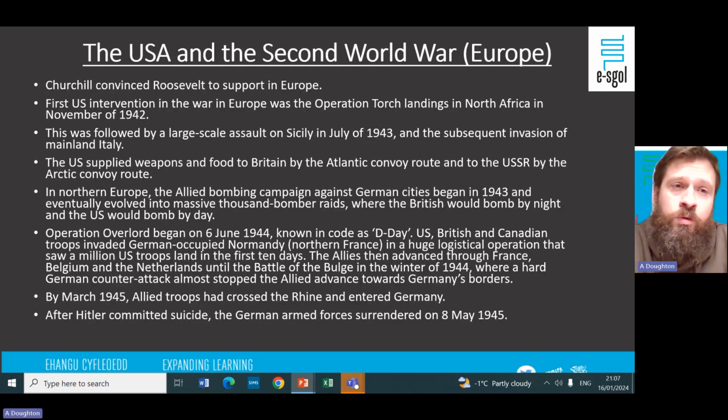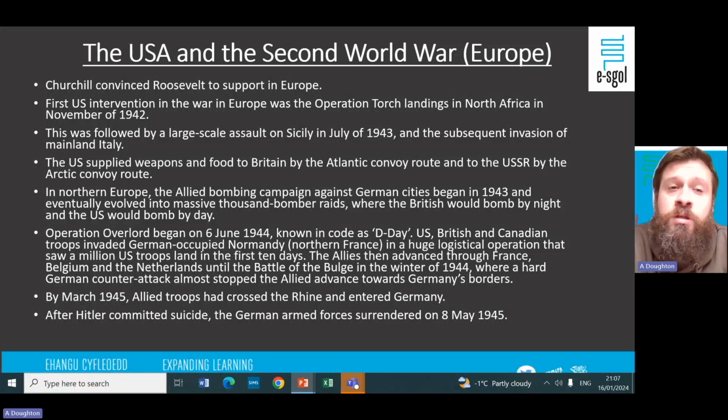So now I'm going to go through the US involvement in the Second World War. Okay, so they joined in 1941. Their main concern is the Pacific because of what Japan had done to the naval base in Pearl Harbor. However, Churchill convinces Roosevelt to support in Europe. He makes it clear that the defeat of the Nazis is crucial for them to win the Second World War.